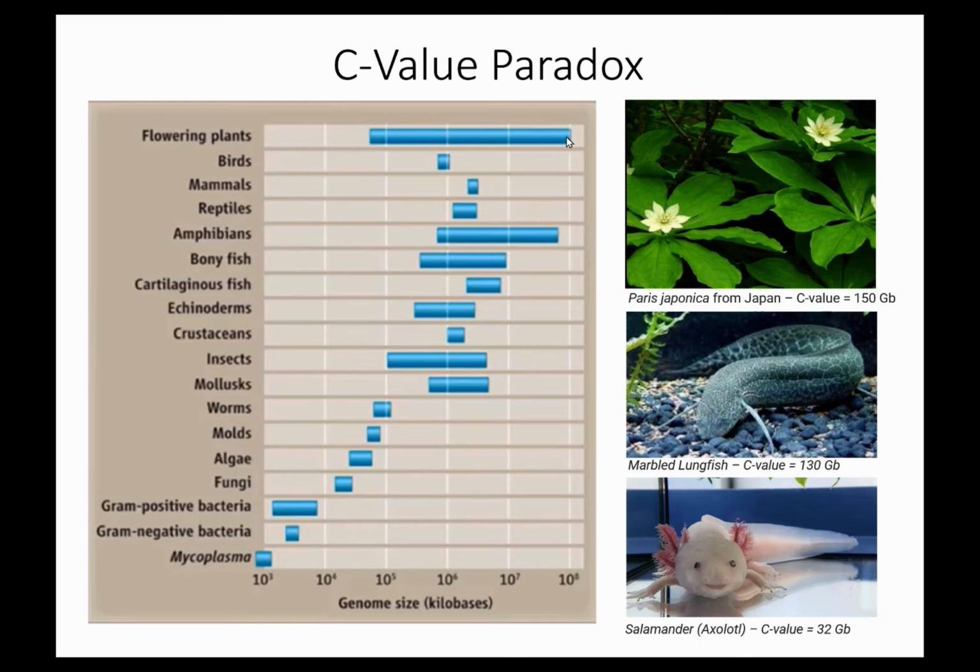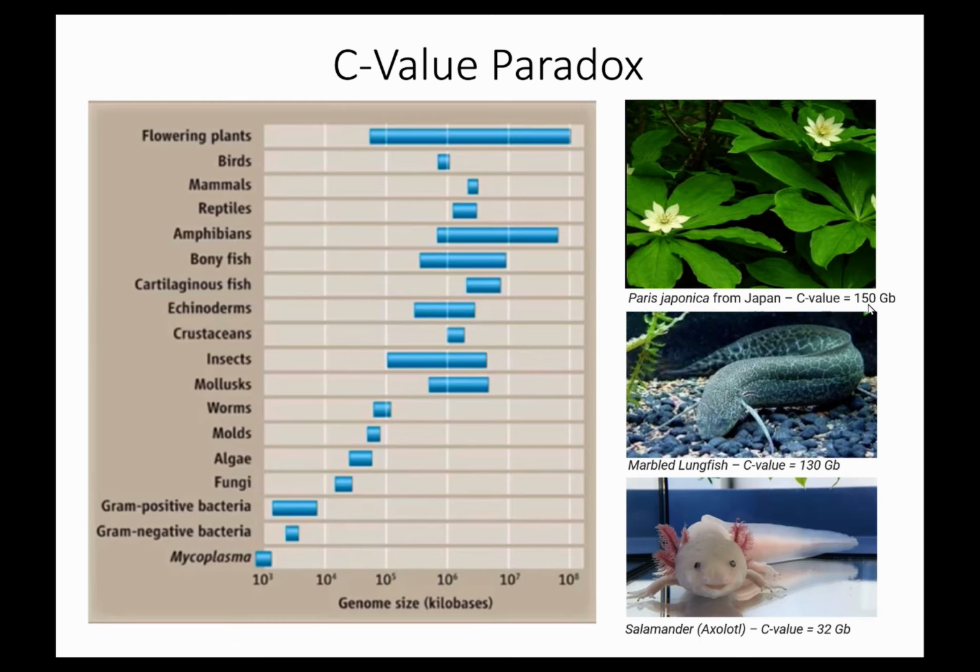Look at plants. Highest C-values seen on Earth are those in plants. Here you have the Paris japonica. Its C-value, guys, is 150 giga base pairs. Ours is 3.2. Put that in perspective. This plant has 150 in its genome, and these guys are like tetraploid, hexaploid. Can you imagine the amount of DNA and the replication process? Isn't that insane? So the question is, why are they packing it on through evolutionary time?